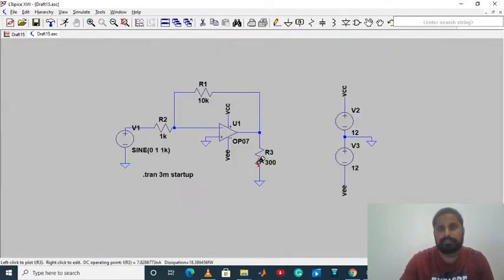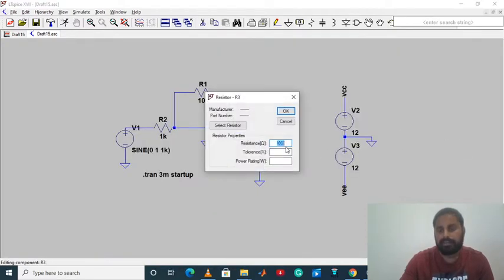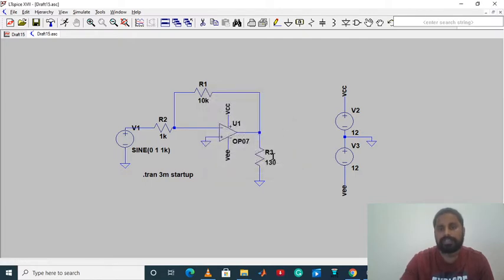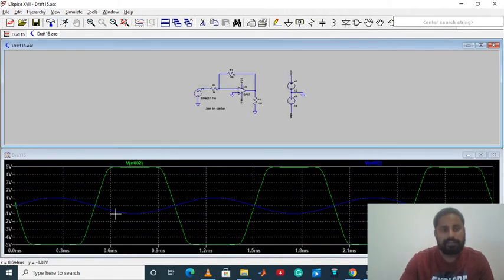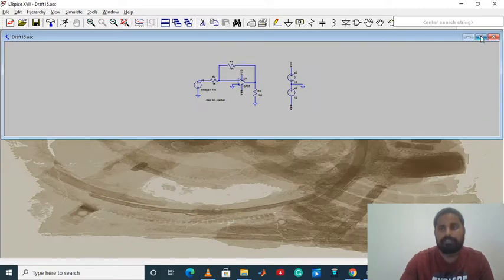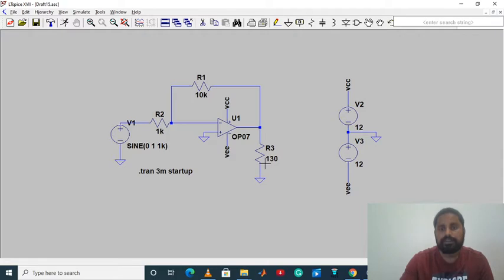But suppose we change the output resistance to around 130 ohm. If we look at the output, we are not going to get 10 volt, it's around 5 volt, meaning our output voltage got decreased. This is the input and this is the output we are going to get. Around 5 volt we are getting.